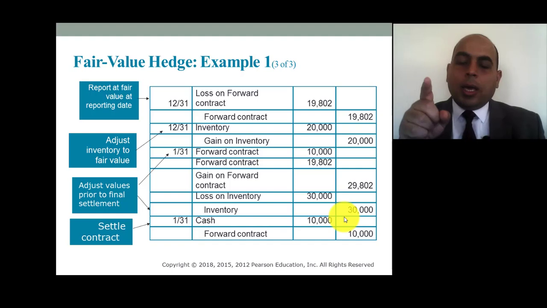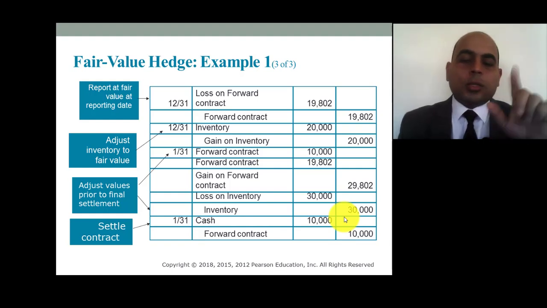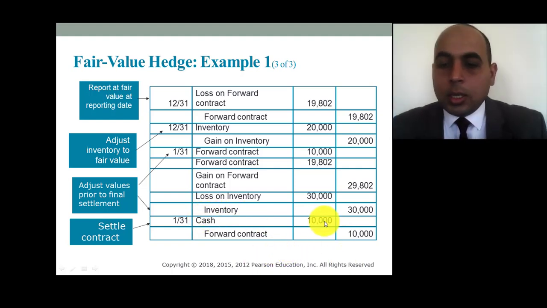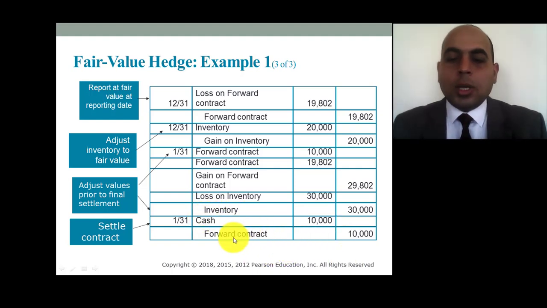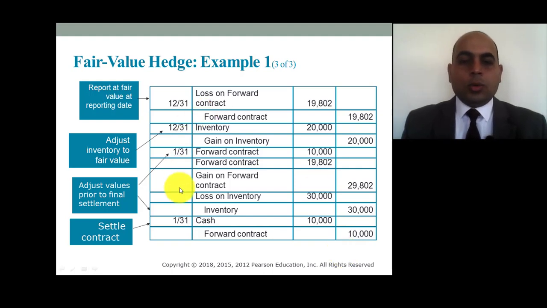This is the difference between 90 and 89. Here we are talking about $1 multiplied by 10,000 barrels, so we are talking about $10,000. To settle the forward contract, we will receive in cash $10,000, and we will settle the forward contract by $10,000. Until now, I think in this video it's enough.